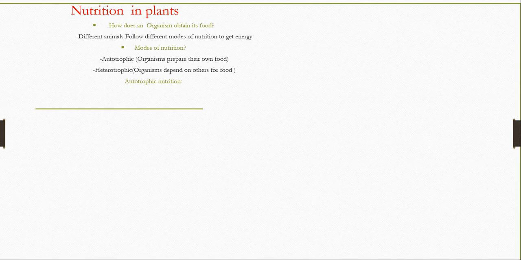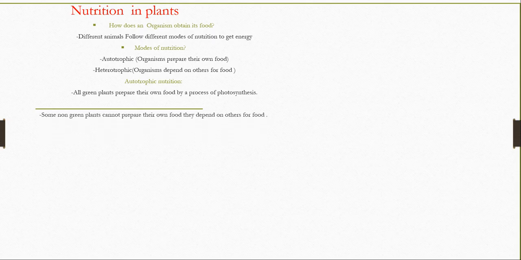For autotrophic nutrition, you already know that organisms prepare their own food. Which living organisms prepare their own food? All green plants prepare their own food by a process of photosynthesis. And there are also non-green plants. Those non-green plants depend on others for food. That we will discuss in the further slides, children. Now we will discuss how all green plants prepare their own food by a process of photosynthesis.